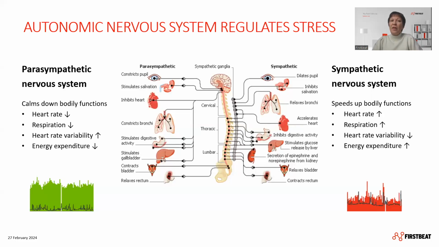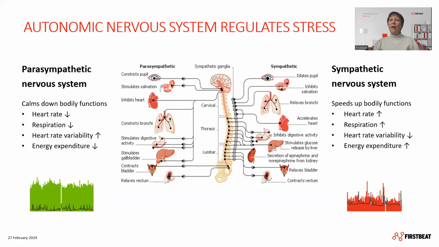But then the parasympathetic part is the opposite, the rest and digest system, which allows the body to recover. It slows the heart rate, slows respiration, increases heart rate variability. And we need both of these, obviously. Ideally, they work in a symbiosis where we are able to switch off the stress response when it's meaningful. For example, when we take a break or when we take a nap or when we go to sleep at night.